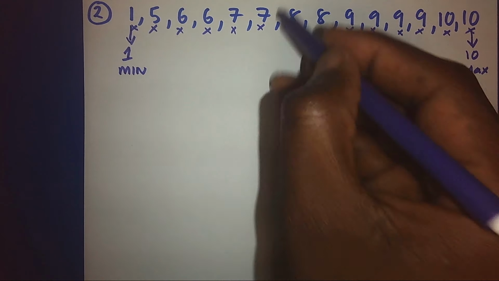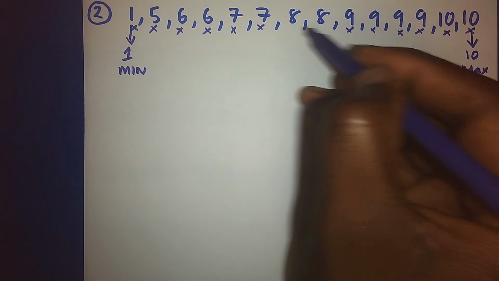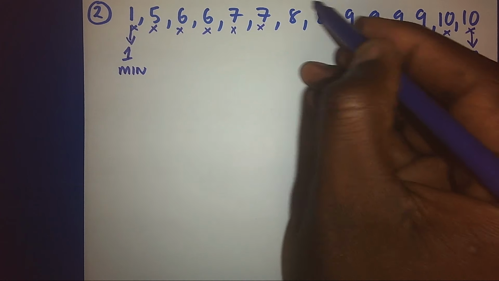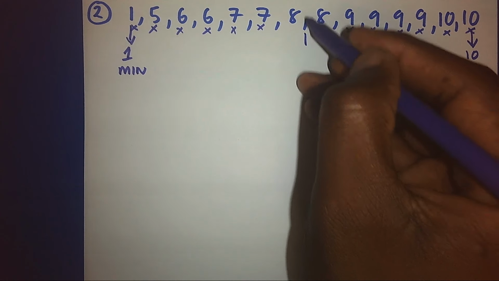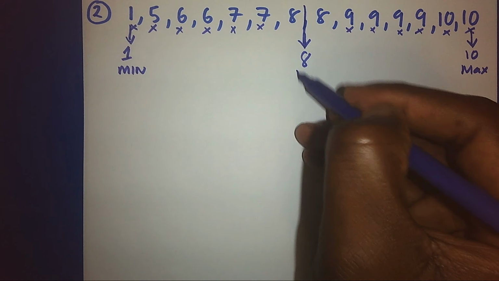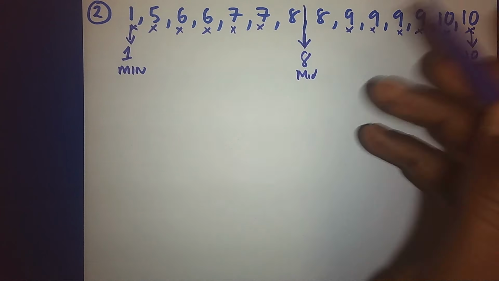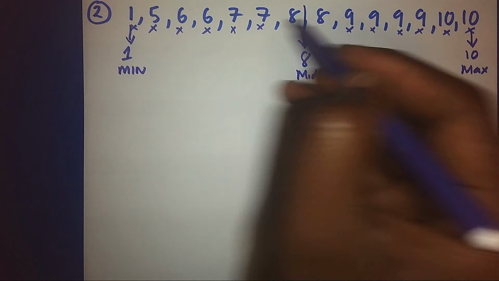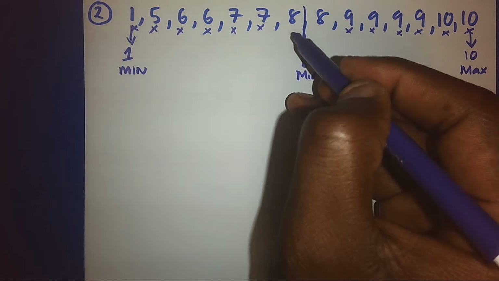I get the sum, 16. Then I divide by 2, and my median will be 8. So 8 will be my median. After getting my median, the data is divided into 2 parts. Now I need to find my lower quartile.